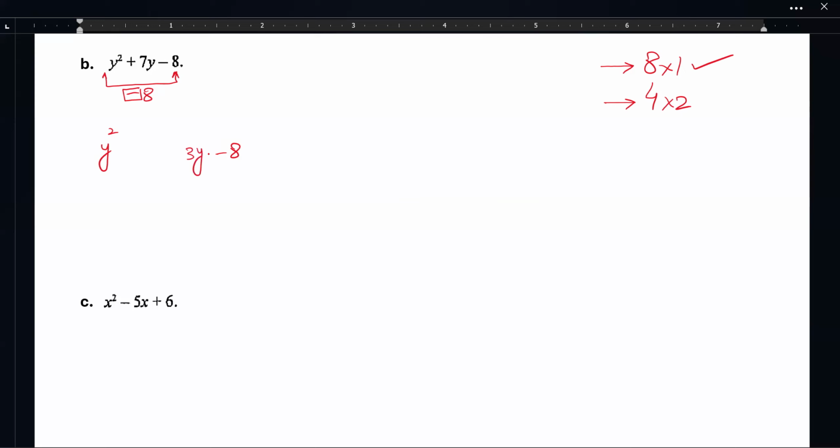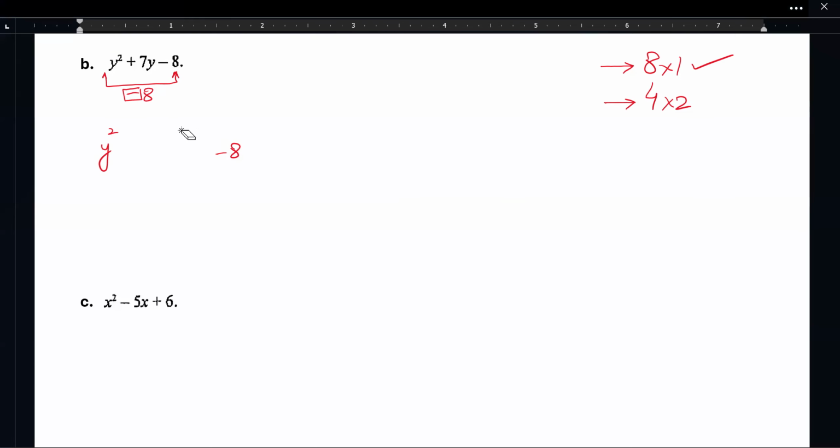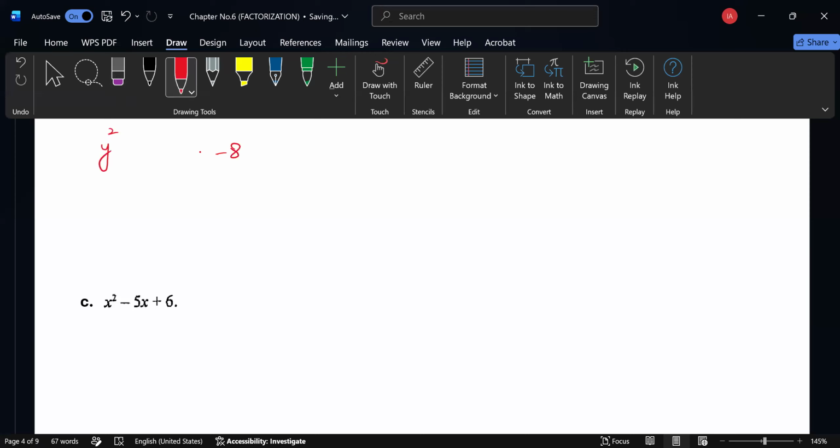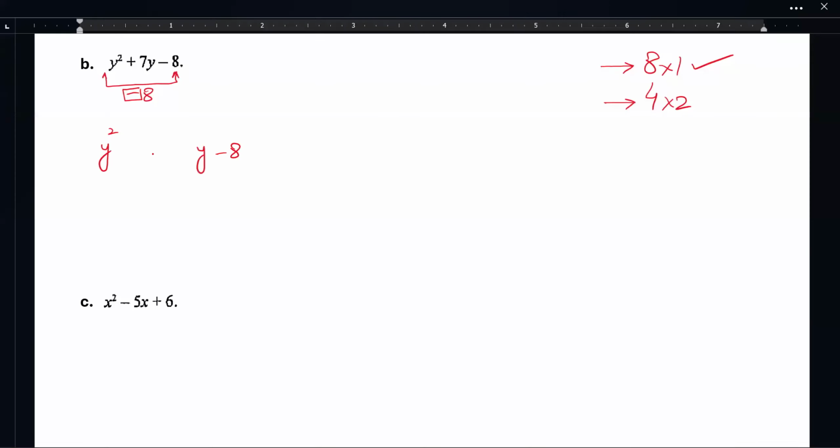Oh, sorry, my mistake. It's going to be y. And it's going to be 8y. Look at the middle term. It's a positive one, so this sign leads to the bigger number. After this, the second sign. Since I need to subtract, therefore I will use the minus sign here.